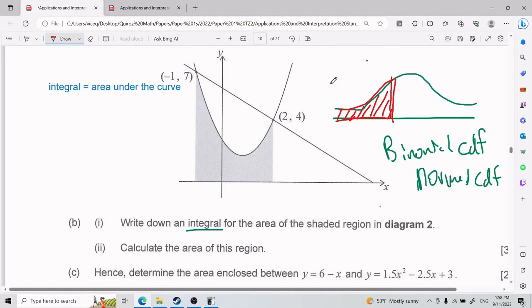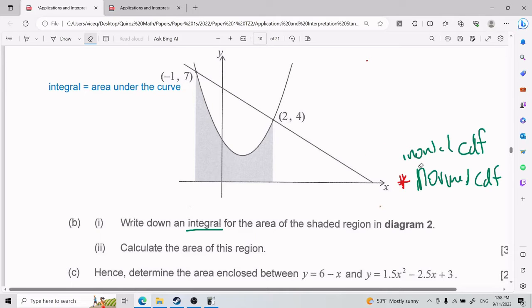But at the end of the day, what binomial CDF and normal CDF are doing behind the scenes in general is that it's making an integral. See, it is finding the area under the curve in order to give you the answer. And so an integral, what it helps you do is find the area under the curve. So how does an integral even work?